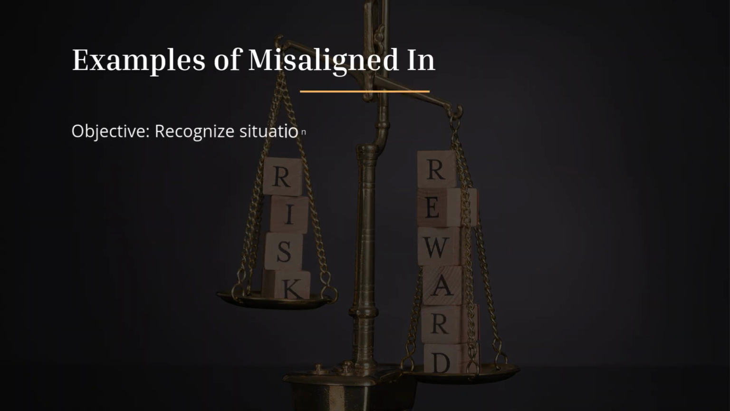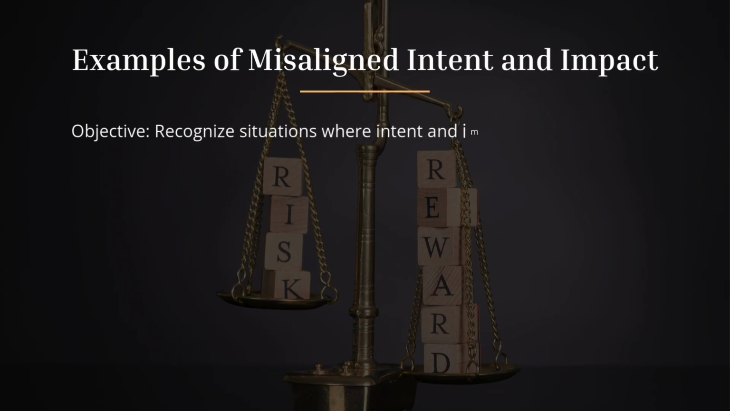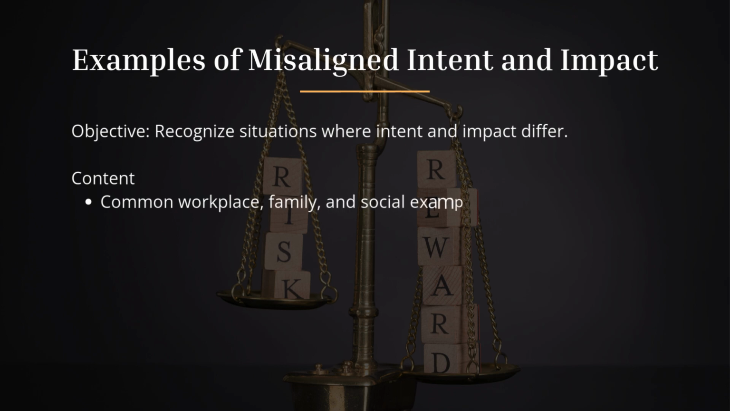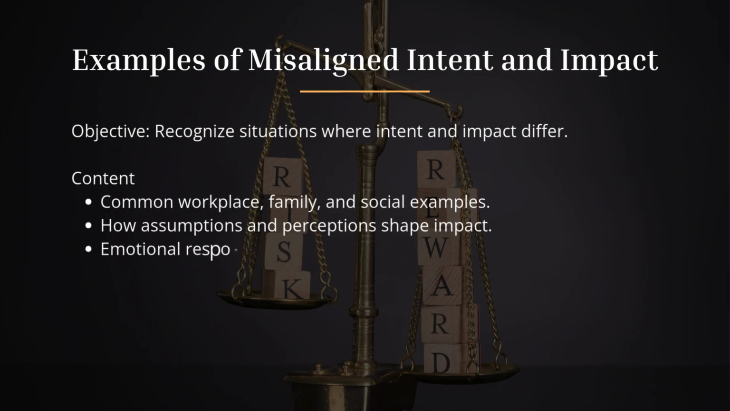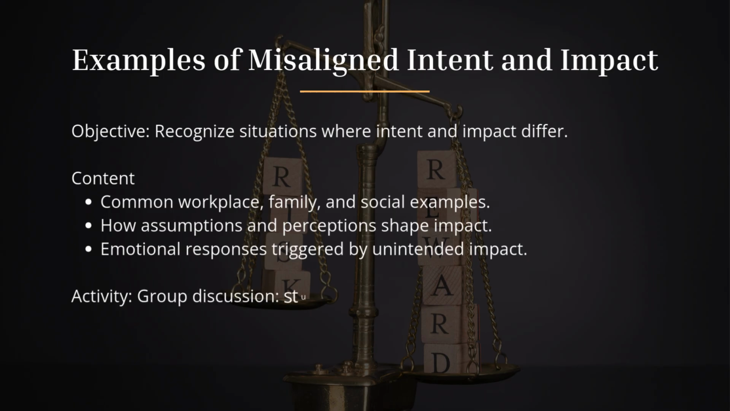Examples of misaligned intent and impact. Objective: recognize situations where intent and impact differ. Content: common workplace, family, and social examples. How assumptions and perceptions shape impact. Emotional responses triggered by unintended impact. Activity: group discussion, students provide examples from personal experience.